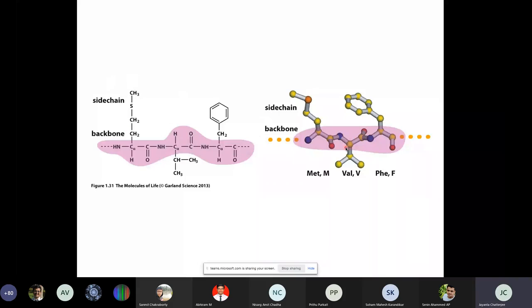Now this is the real three-dimensional structure of the peptide backbone, and you can see that here. This is the C alpha, this is the CO, this is the N.